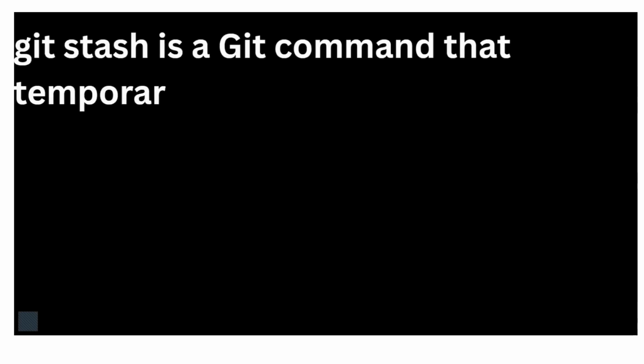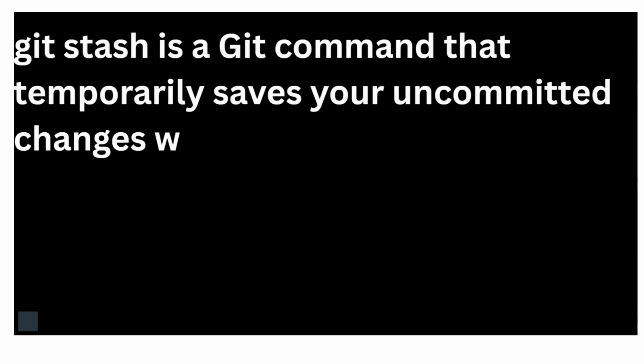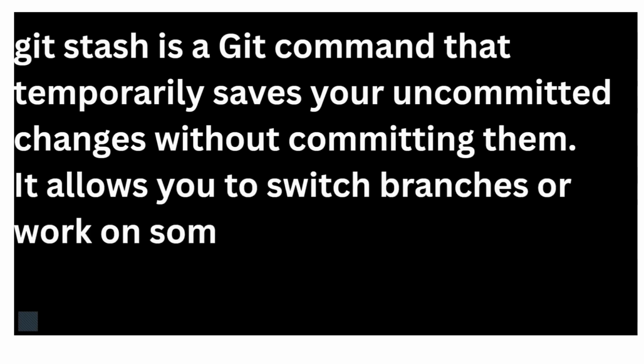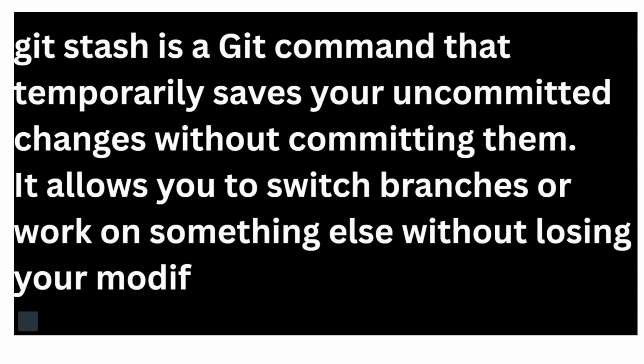Git Stash is a Git command that temporarily saves your uncommitted changes without committing them, and it allows you to switch branches or work on something else without losing your modifications. Then we'll understand how Git Stash works.